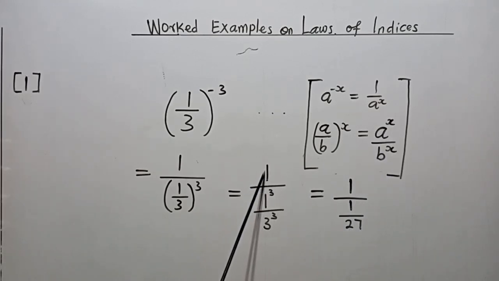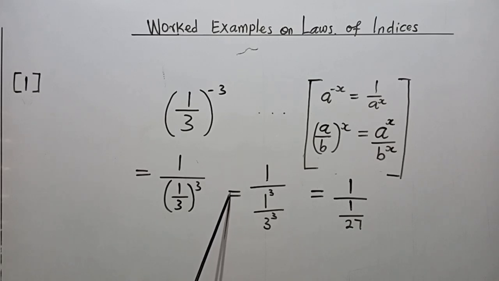Next, 1 is still here, see it. This is equal to, that is brought from here. 1 to the power 3 is 1. I hope you know why 1 to the power 3 is equal to 1. Recall that 1 to the power 3 does not mean 1 times 3. Instead, it means 1 times 1 times 1, and that is equal to 1.